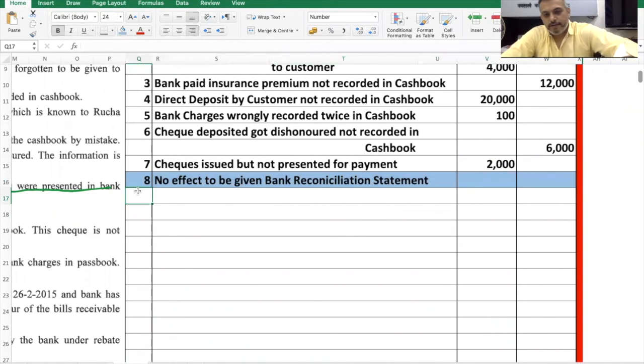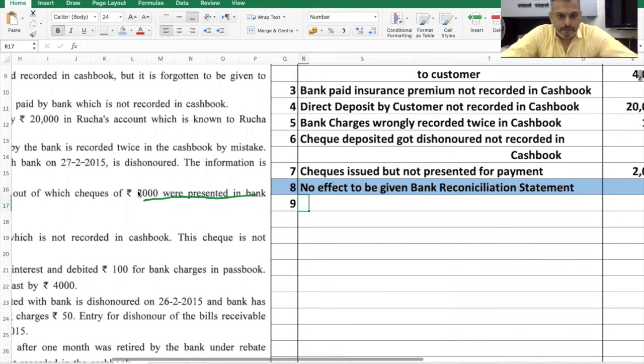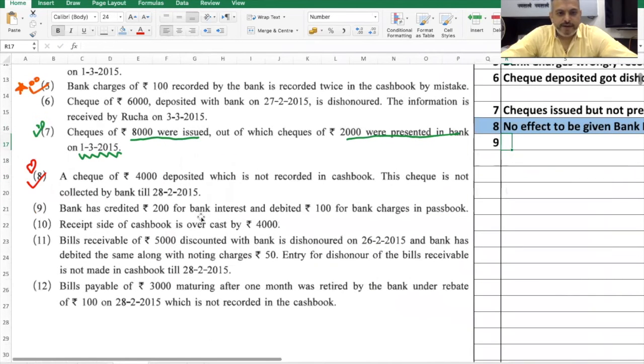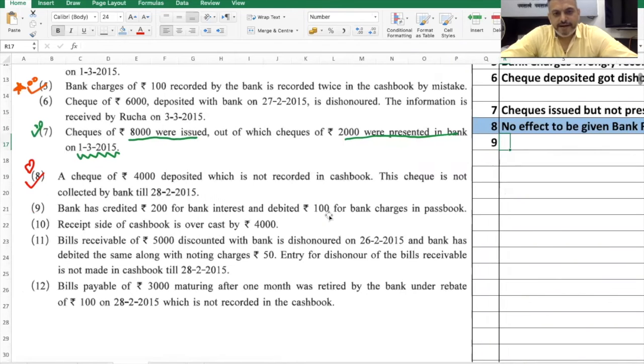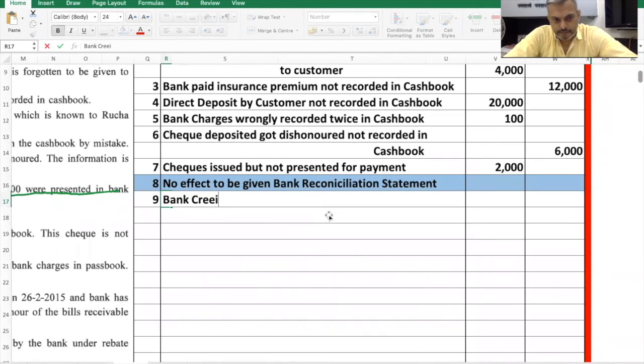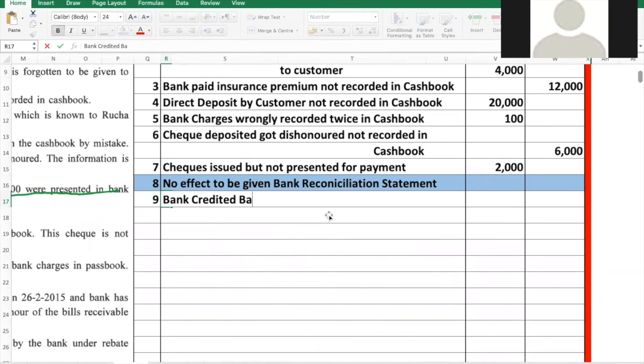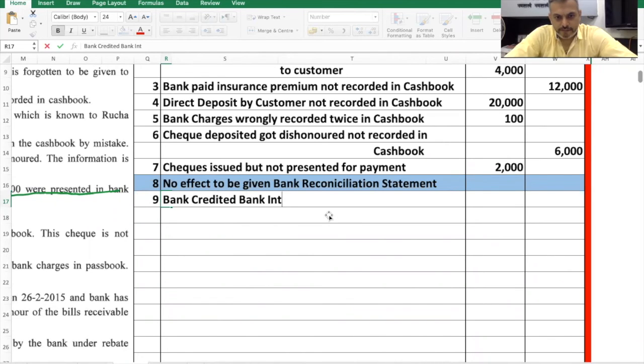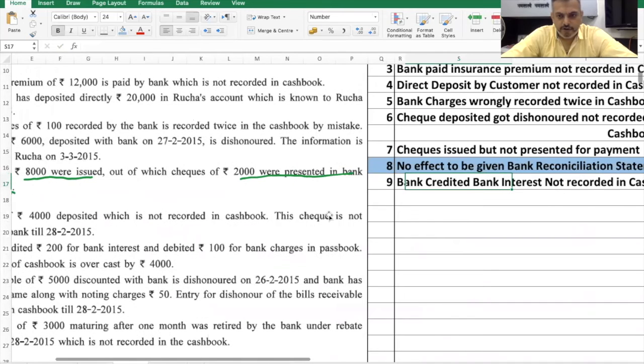Okay, ninth one. Bank has credited 200 for bank interest and debited 100 for bank charges in passbook. Now over here, first let's do bank credited bank interest. So which side will we record? Debit, sir. Yes, very good. Bank interest not recorded in cash book. Bank has credited, we should debit 200.